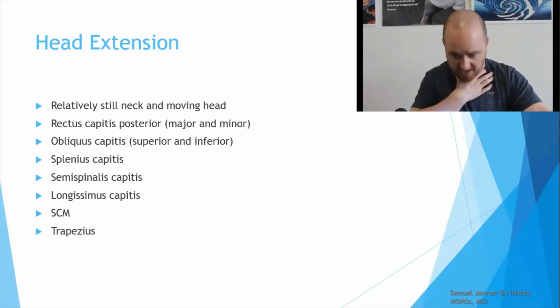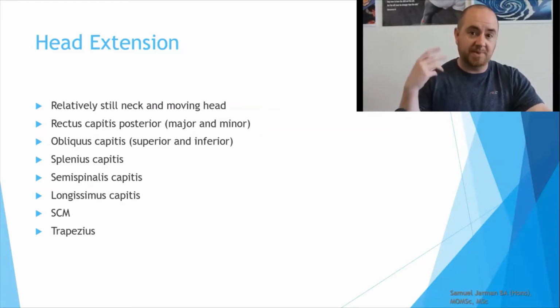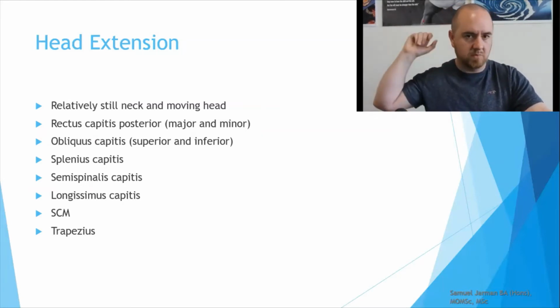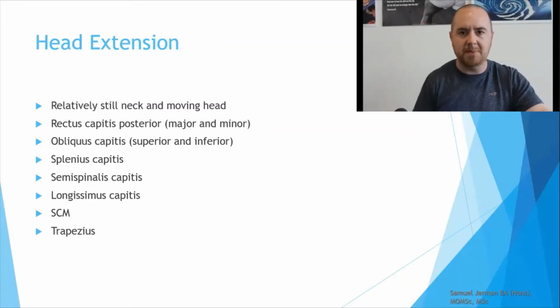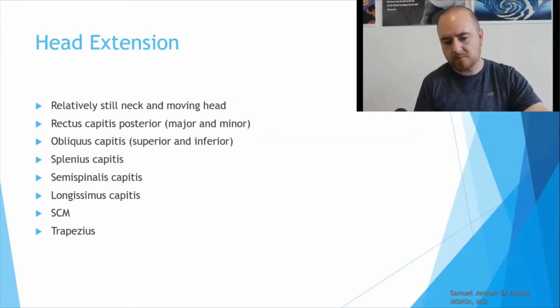SCM, because the SCM, while it will flex the neck or the cervical spine, it will also extend the head, or that is the claim when done bilaterally. And then the trapezius, because the trapezius is attaching to the nuchal region as well as a portion to the mastoid process on the temporal bone.